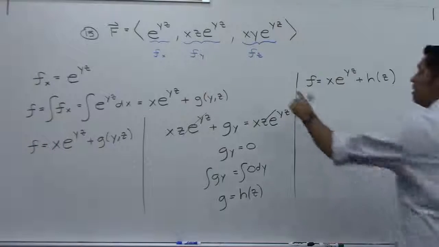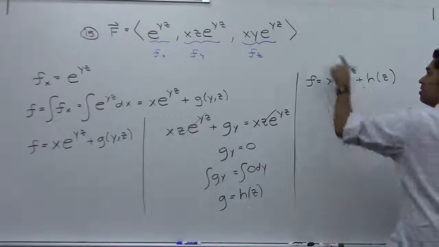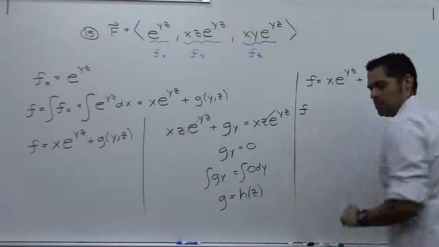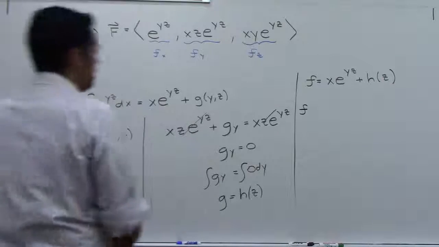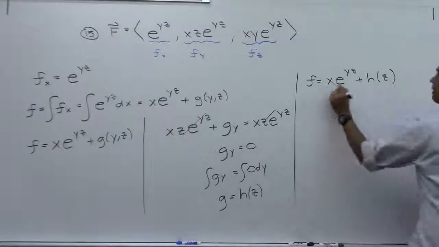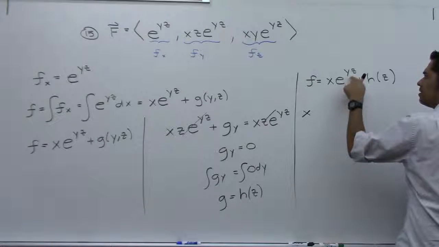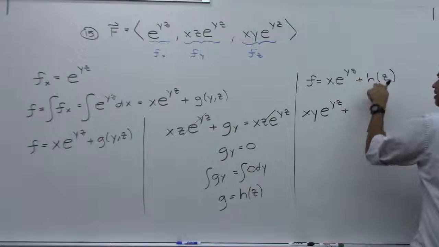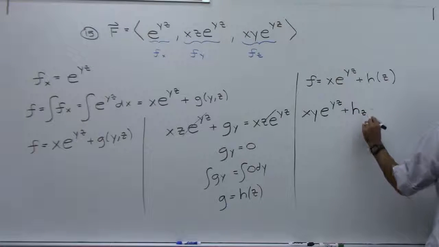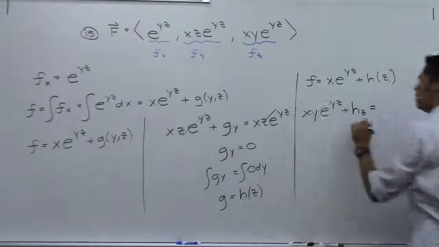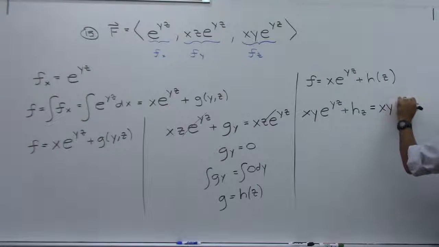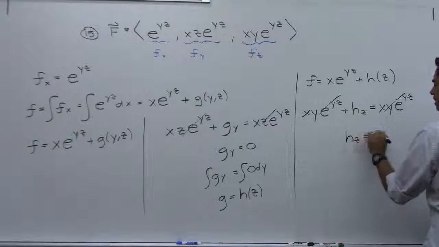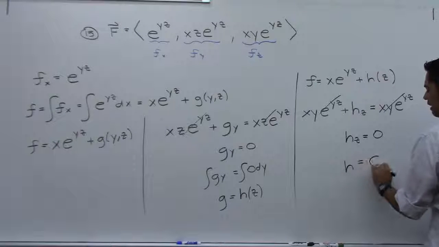Now I use my last piece of information. I know if I take the partial of this with respect to z, I should get that. So the partial of this with respect to z, I'm just going to write it. Partial of that with respect to z is going to be, let's see, x, and then partial of this with respect to z, the y pops out, e to the yz, plus the derivative of this with respect to z, which is this. That must equal this piece, x, y, e to the yz. Again, these two cancel, and so you get partial of h with respect to z must be 0, and that means h must be a constant.